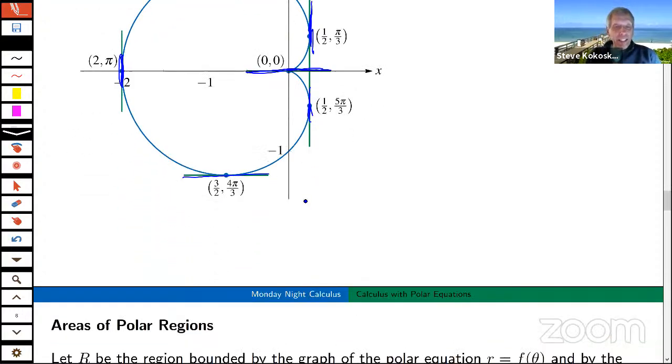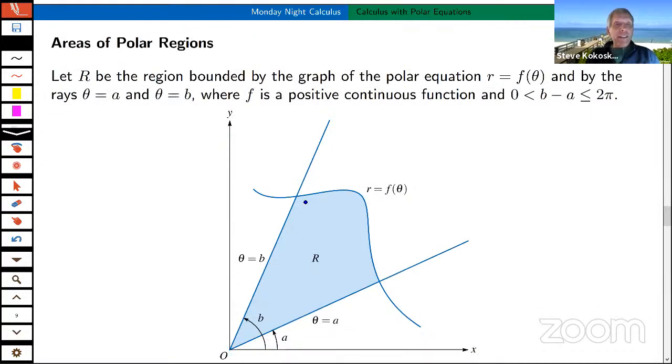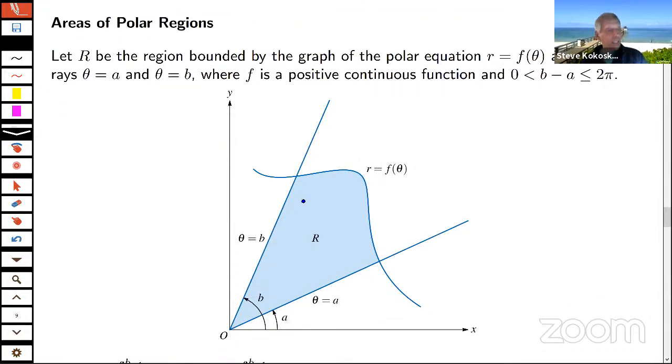All right, let's take a look at another idea here. Let's consider some areas of polar regions. I'm not going to derive this, but let R be a region bounded by the graph of a polar equation, r equals f of theta, and here's my picture of all of this, and by the rays theta equals a and theta equals b.